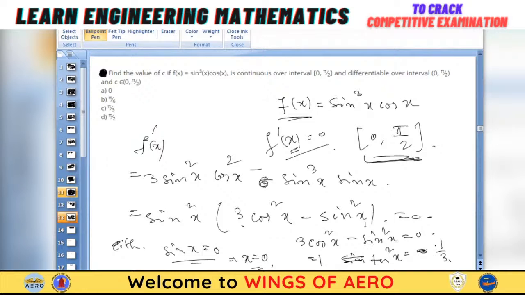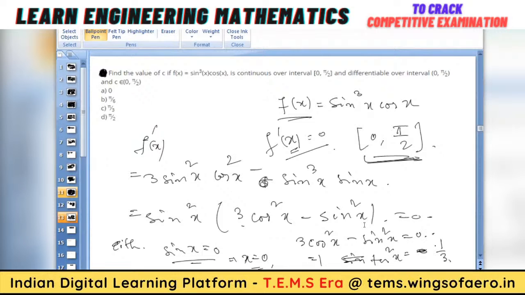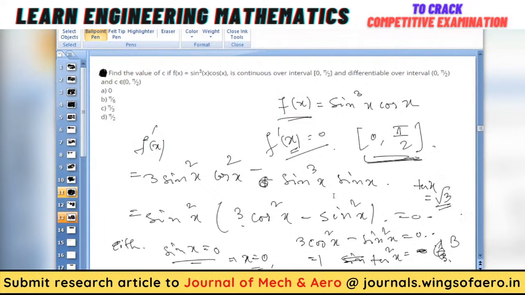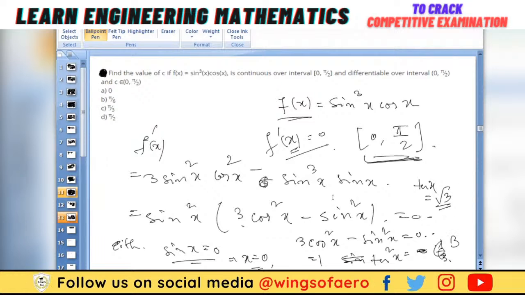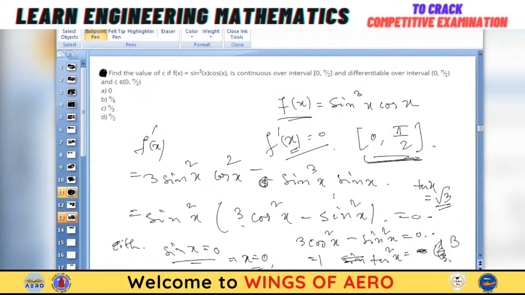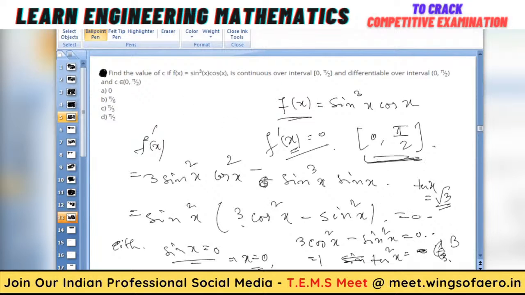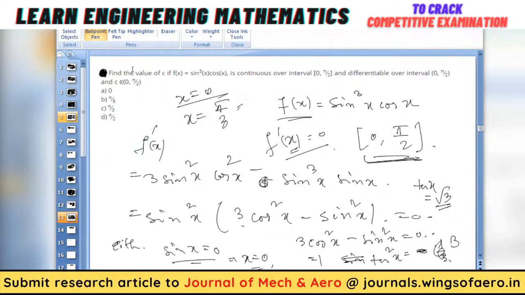Sorry, no, it is 3. Tan x equal to root 3. So at which point is tan x equal to root 3? Sir, pi by 3. Okay, pi by 3. So we have got two points. One is x equal to 0, another is x equal to pi by 3.